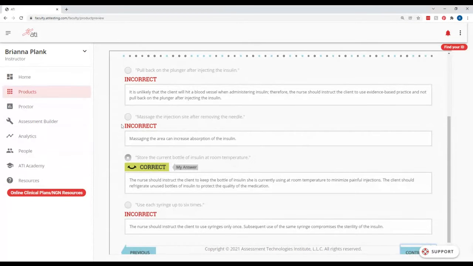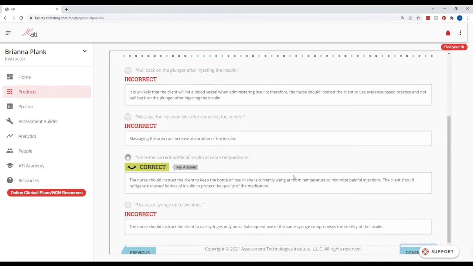Okay, so we don't want to pull back. We don't massage injection sites. This one was pretty easy. We're definitely not going to reuse our syringes. So storing the insulin at room temperature will make it a little bit less painful. And then we're going to keep the ones that we haven't used.